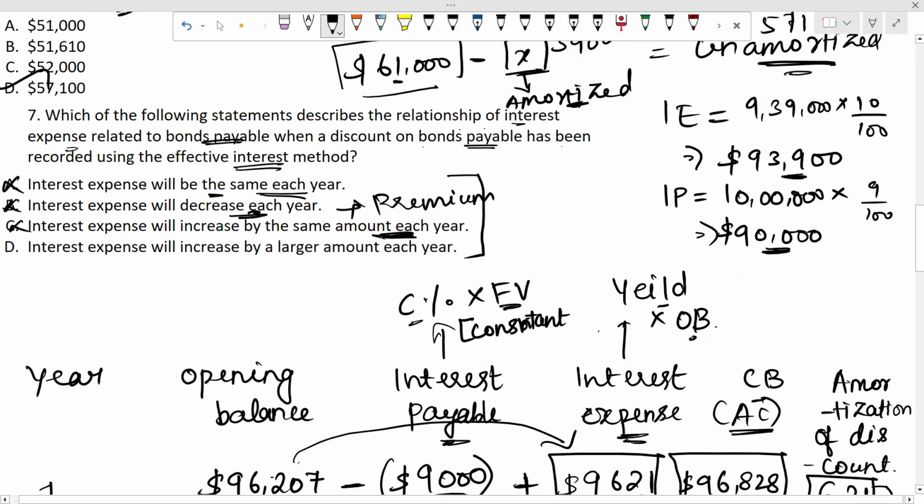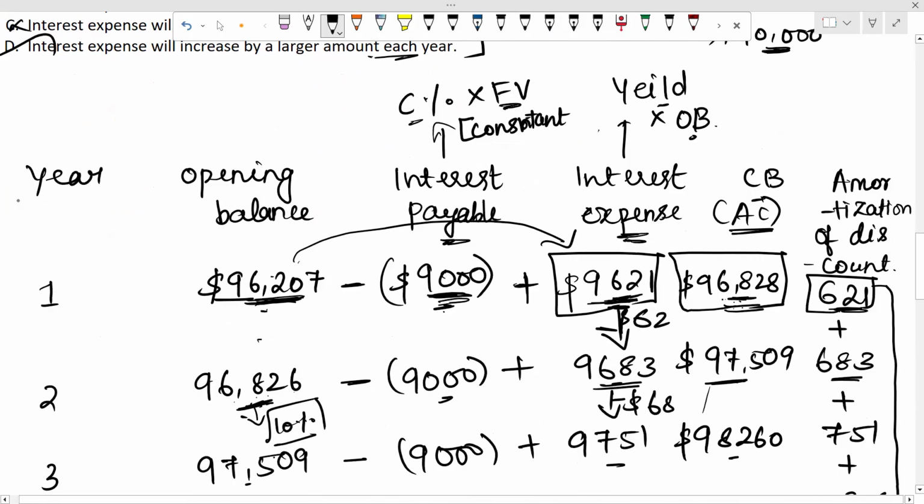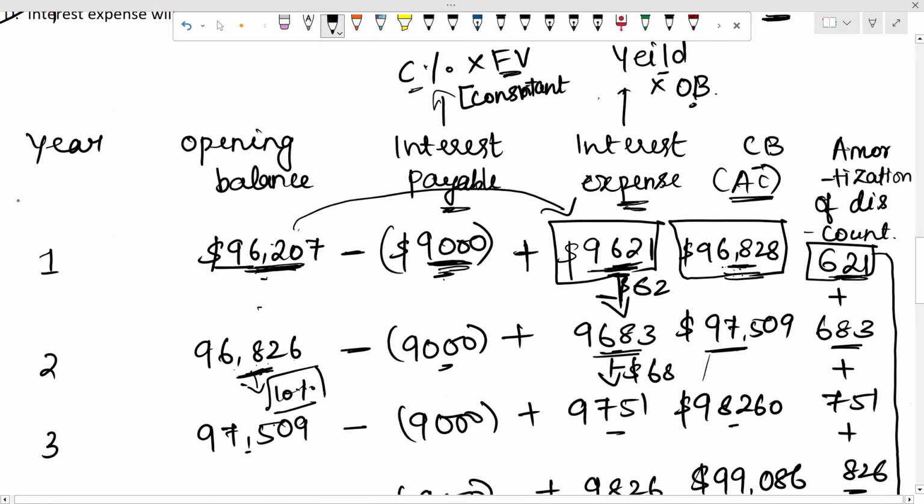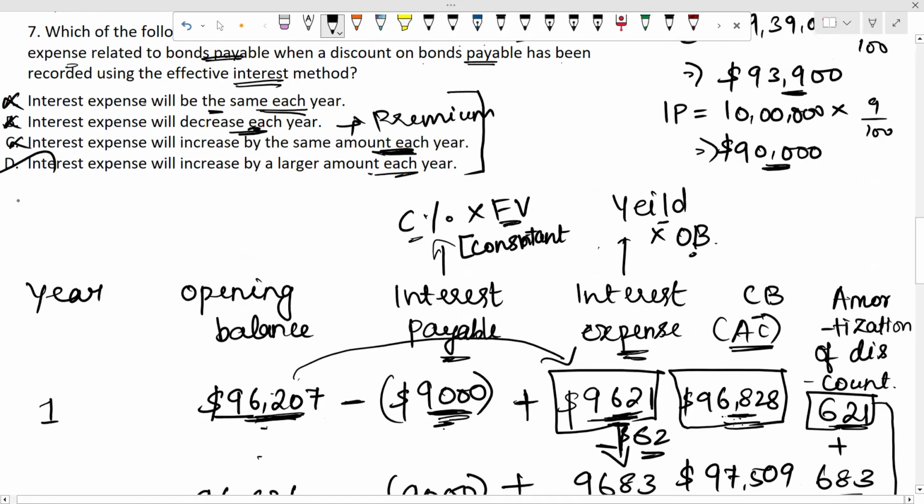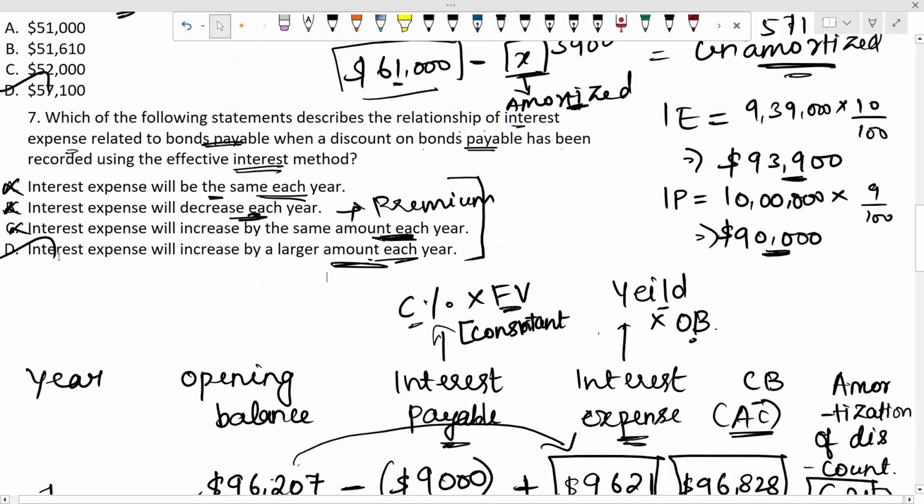Option D says interest expense will increase by a larger amount each year. Option D is correct because between year 1 and 2, you can see there's a $62 increase in interest expense. But from year 2 to 3, there is a $68 increase in interest expense. So every year interest expense will increase by a larger amount if bonds are issued at a discount. So option D is the right answer.